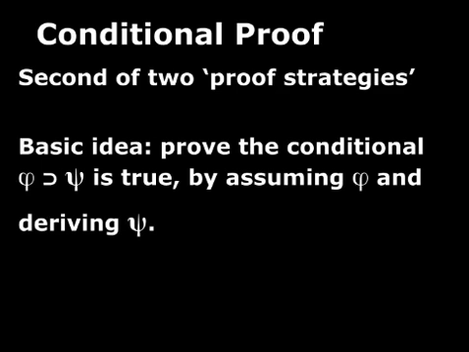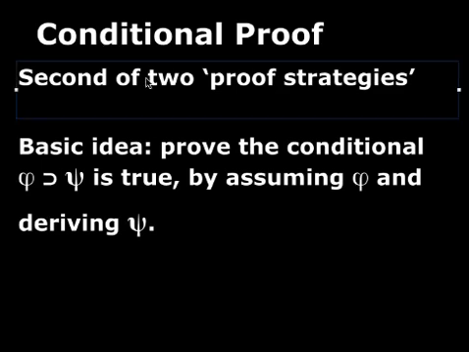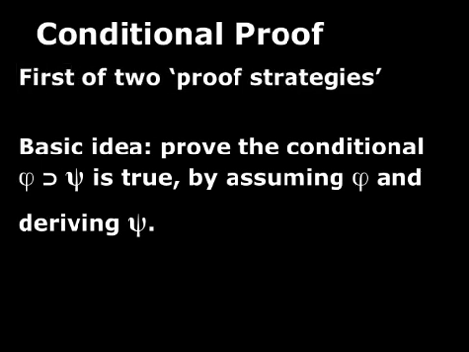This shouldn't say second of two proof strategies. It should say first. Sorry about that. The second one we'll be getting in Chapter 4. I call it proof strategy because it's not a rule. It's not an inference rule, but it's another thing you can do in a proof to derive something.